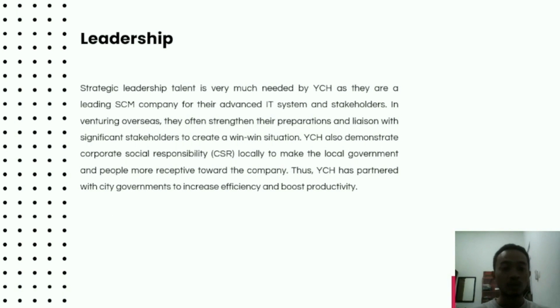Okay, so the second one is leadership. Strategic leadership talent is very much needed by YCH as they are a leading supply chain management company, for their advance in IT system and stakeholders.